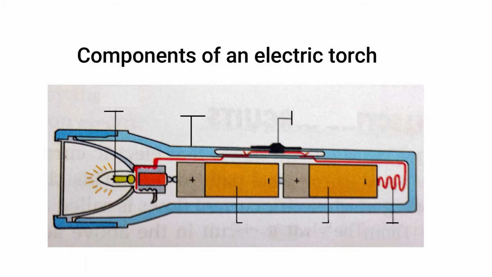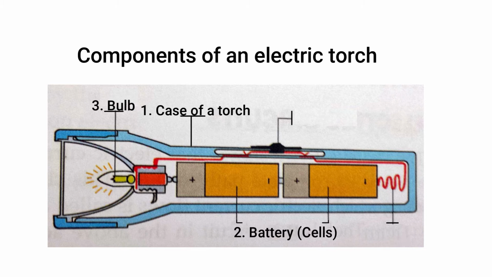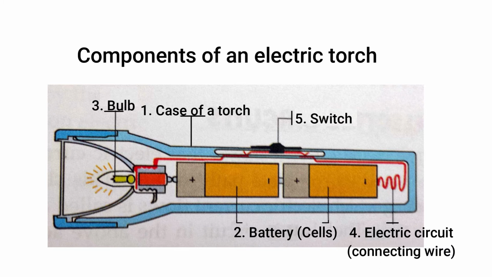Components of an electric torch. There are various components of an electric torch. 1. Case of a torch. 2. Battery. 3. Bulb. 4. Electric circuit. 5. Switch. Let us learn about each component one by one.